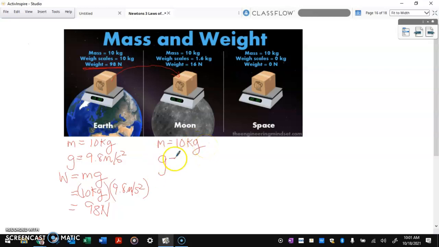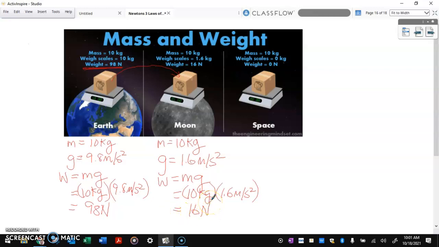Gravity on the moon is 1.6 meters per second squared. So you can see there's a drastic change in terms of the gravity on the moon compared to the gravity on Earth. And so again, the weight equals mass times gravity. And so the weight of an object is going to be 10 kilograms times 1.6 meters per second squared. And when we do the math, we get 16 newtons.